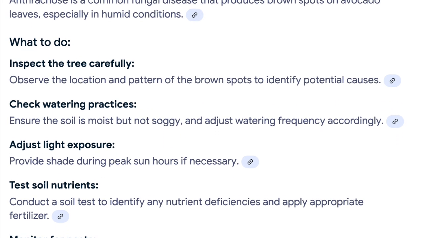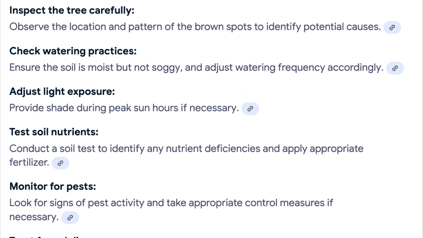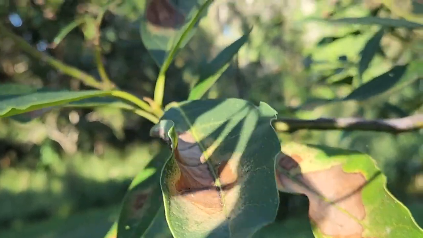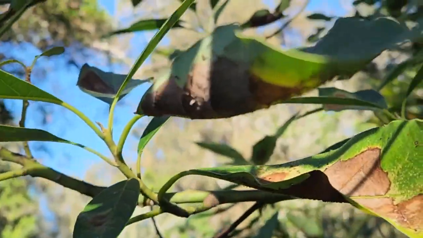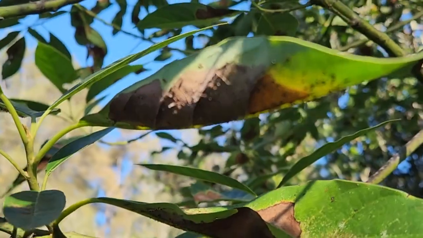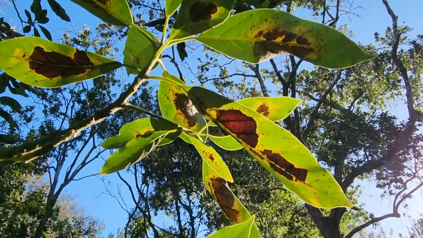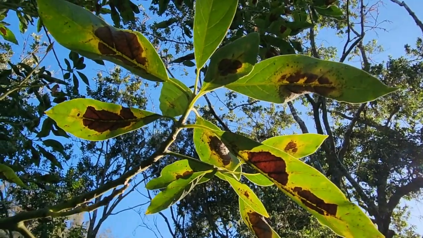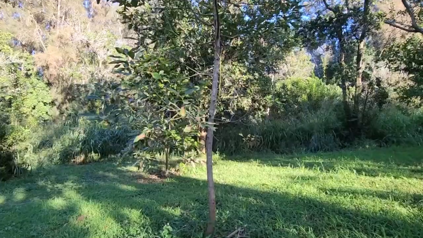All right, so those are the causes. Now let's talk about the solutions. So first of all, what to do: inspect the tree carefully, right? Just like I'm doing. I'm noticing the mites, I'm noticing the brown spots on all the leaves, not just the young ones. So you've got to observe your location and your pattern, and you know your weather. So you can go through like I did and see which sounds right and which doesn't.